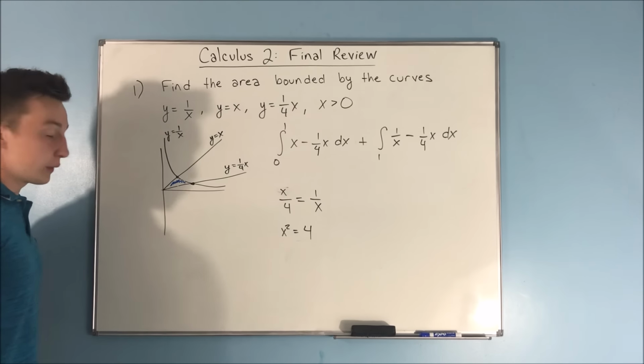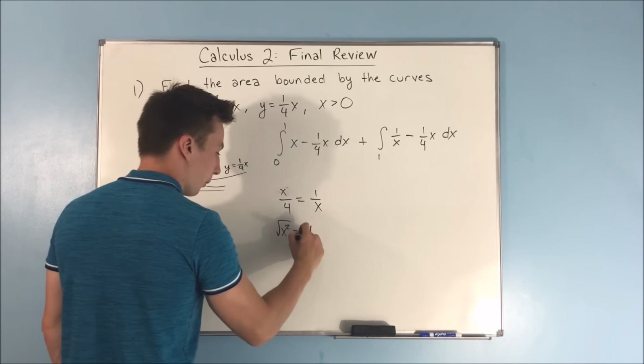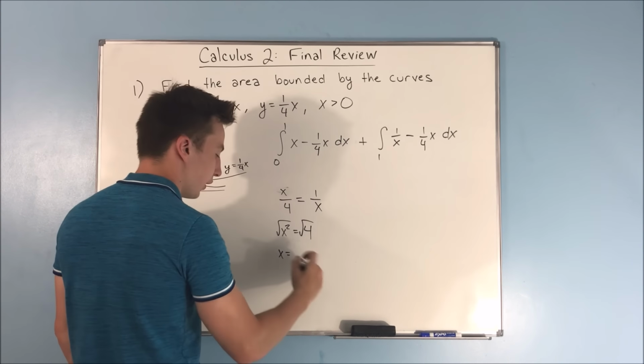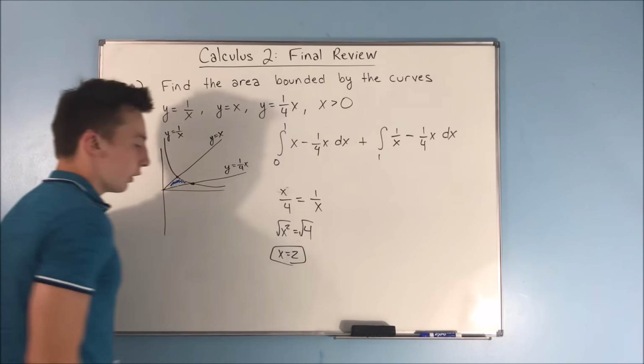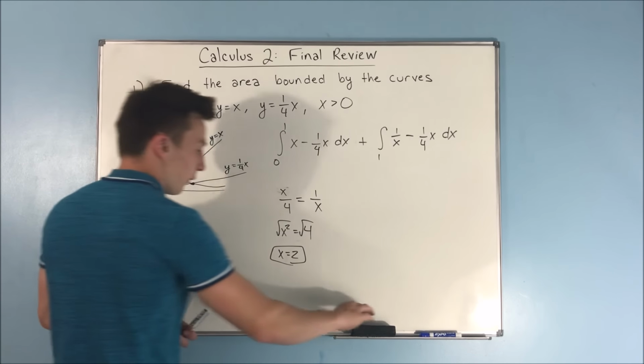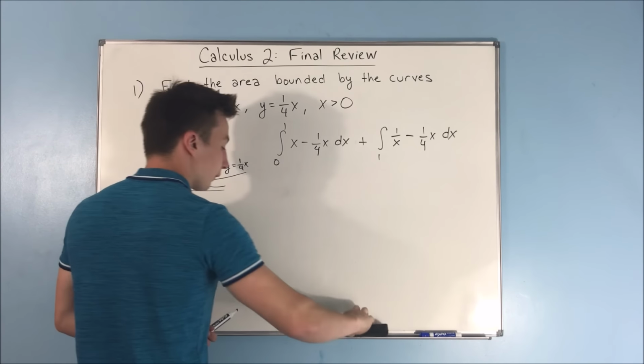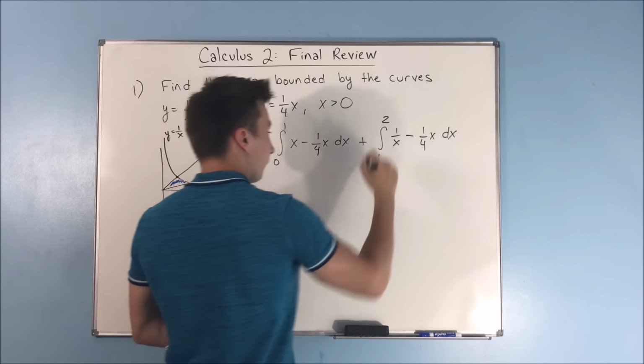We get that x squared equals 4. Take the square root of both sides. x equals plus or minus 2, but we don't care about the negative, we care about the positive. So, x equals 2. That is our top bound.